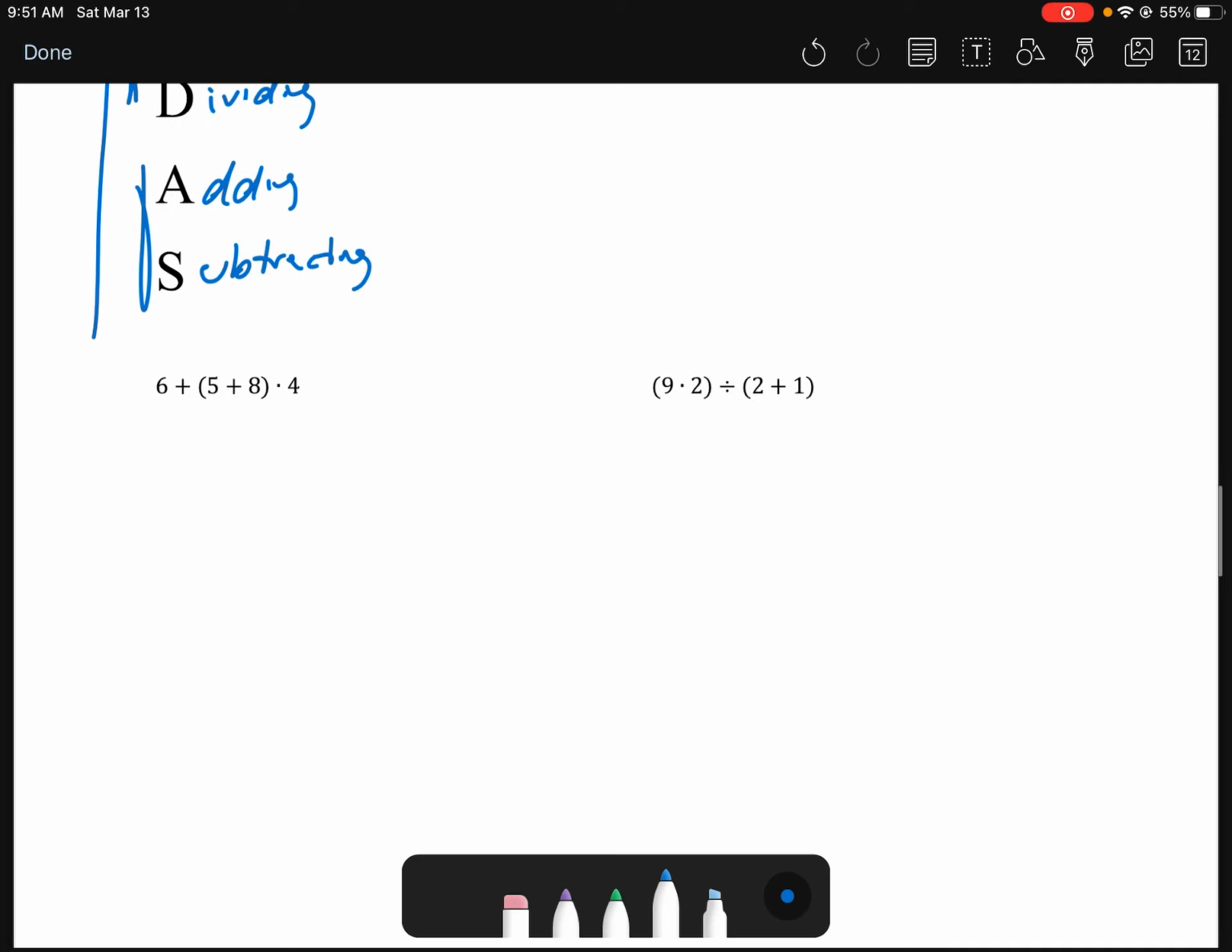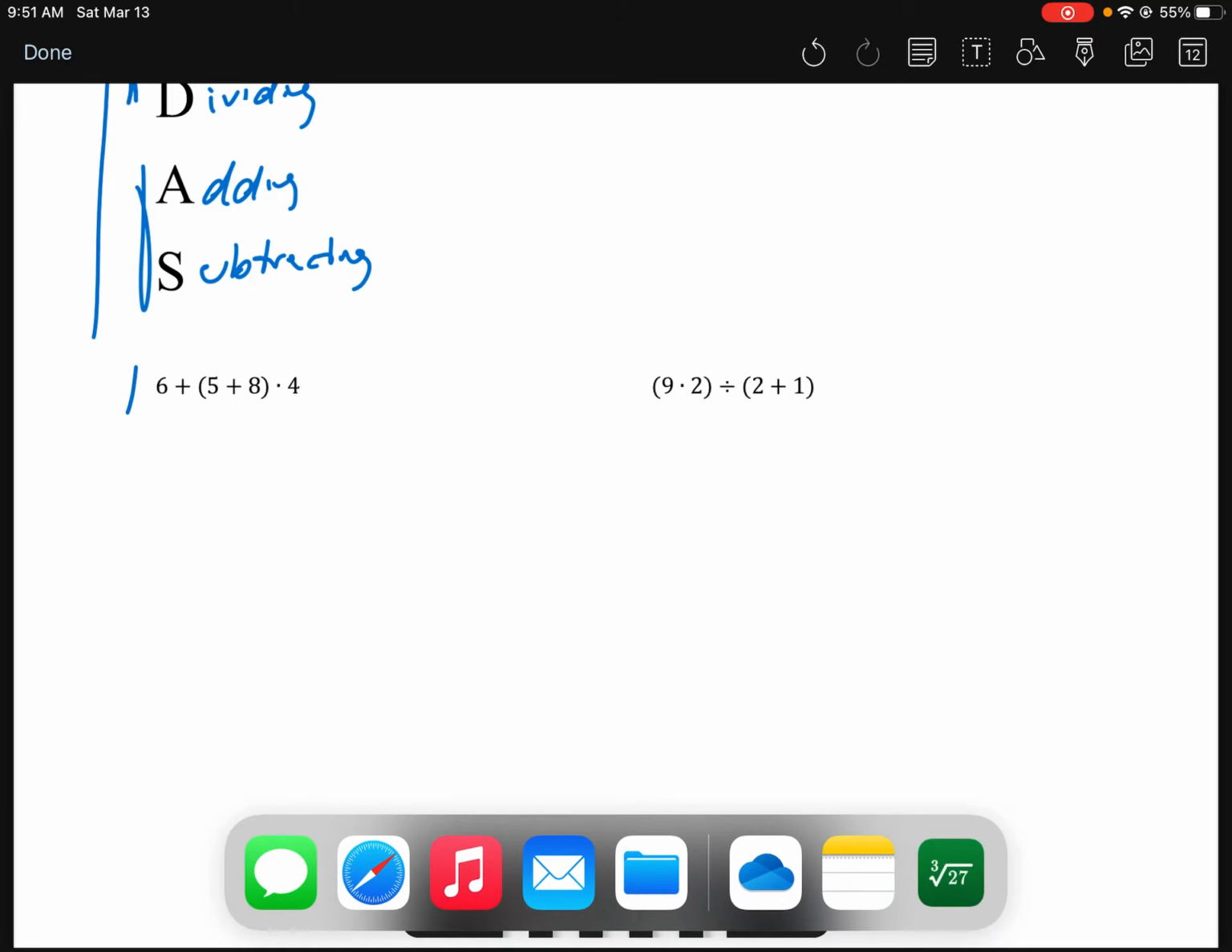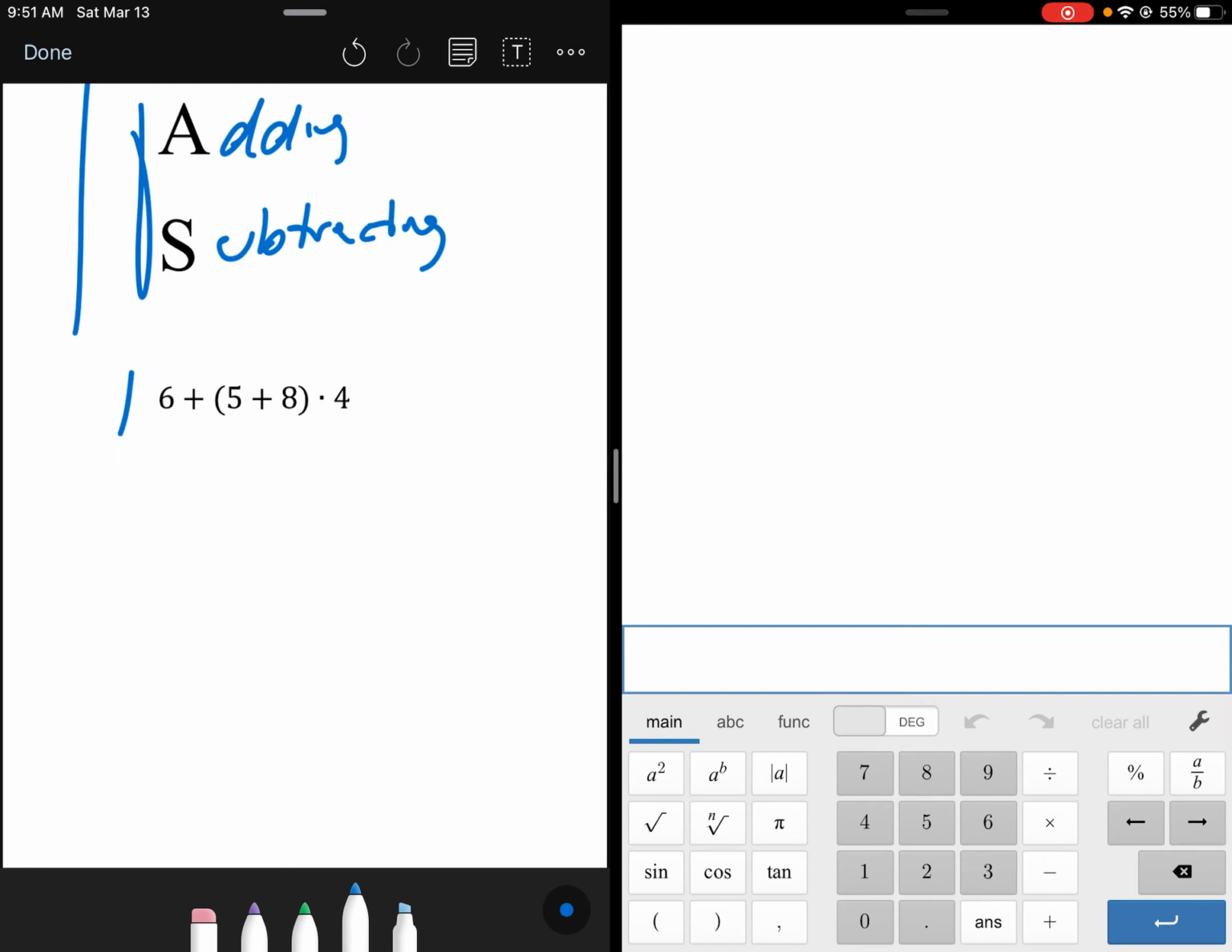However, when you have a numerical expression like the one here, you can just go ahead and plug that into your calculator. Let me just pull that out. So my problem says 6 plus the quantity of 5 plus 8 times 4. So in my calculator, I can just put 6 plus, do the parentheses, 5 plus 8 times 4. And you can see right there, I get 58 as my answer.